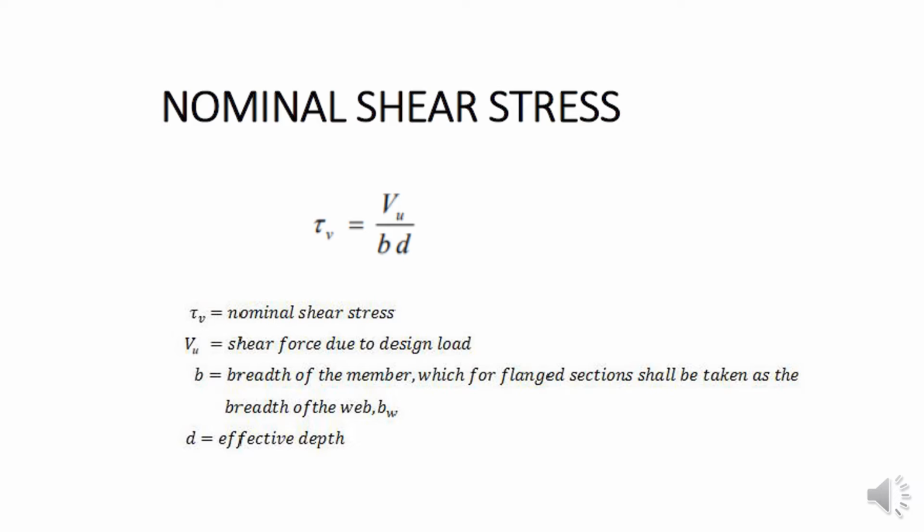Let us see about the nominal shear stress. The nominal shear stress, tau V, we calculate using this relation: Vu by bd, where tau V is the nominal shear stress, Vu is the shear force due to the design load, b is the breadth of the member, which for a flanged section shall be taken as the breadth of the web bw, and d is the effective depth. This is clearly given in IS 456 2000, clause 40.1.